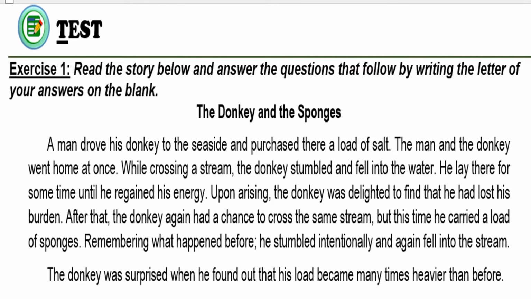After that, the donkey again had a chance to cross the same stream. But this time, he carried a load of sponges. Remembering what happened before, he stumbled intentionally and again fell into the stream. The donkey was surprised when he found out that his load became many times heavier than before.